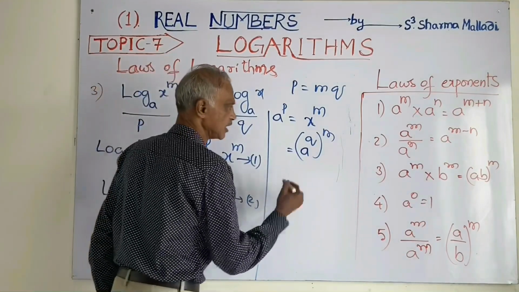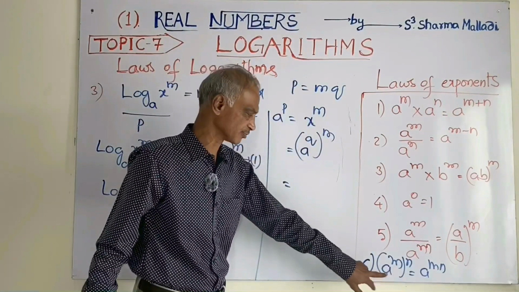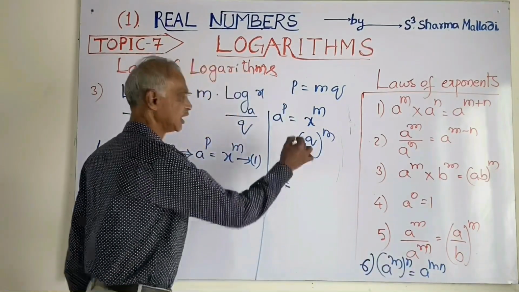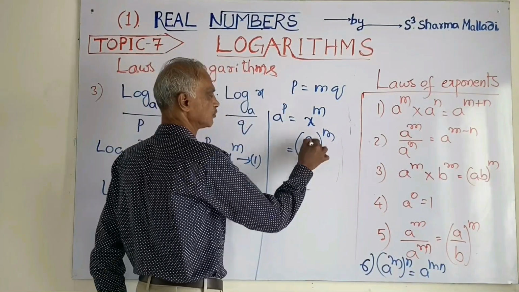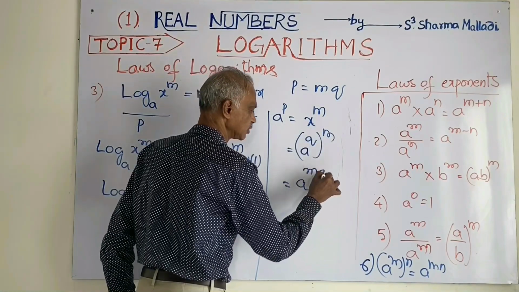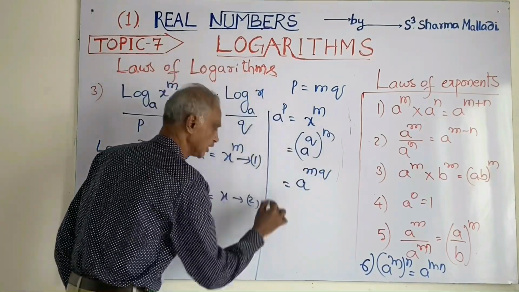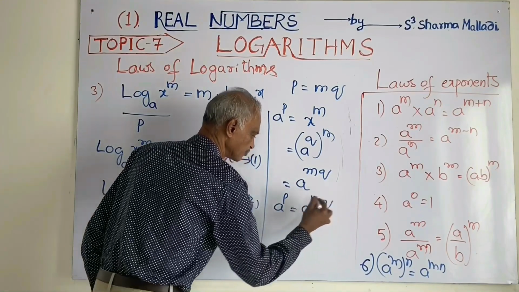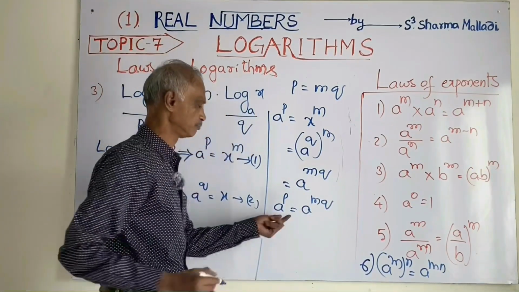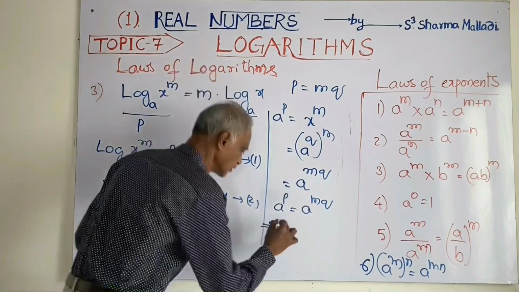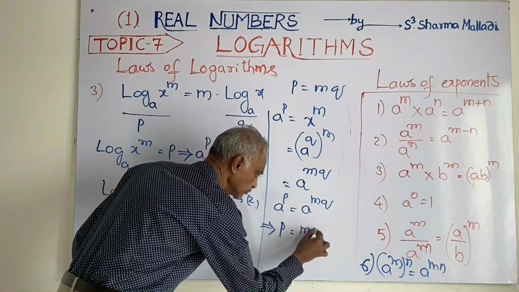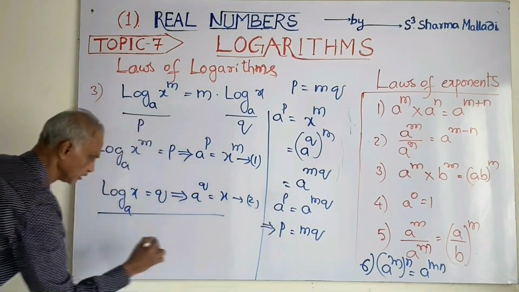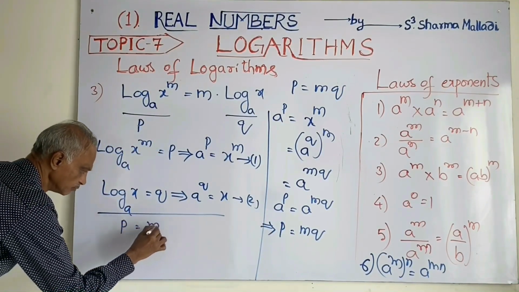This can be written as, you take this law, A to the power of m whole to the power of n can be written as A to the power of mn. Like that, A to the power of qm, I will write mq. Say, you got A to the power of P, you got A to the power of mq. Implies bases are same, equate powers. P is equal to MQ, as what you got here.